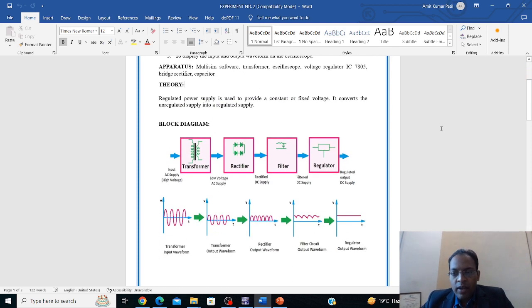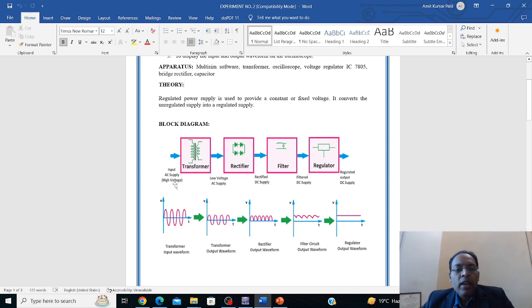AC means the waveform varies continuously in time, with the amplitude changing continuously with respect to time. That is AC. And DC means it will have a constant, fixed voltage with respect to changes in time. The voltage will be constant.